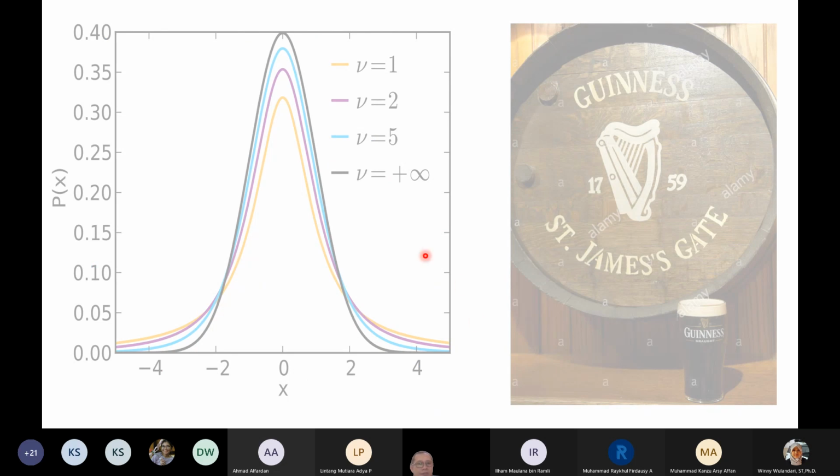The shape of the t distribution is actually quite similar to the Gaussian distribution or normal distribution. And in fact, if the degree of freedom approaches infinity, then the asymptotic case for the T distribution will become the Z distribution.